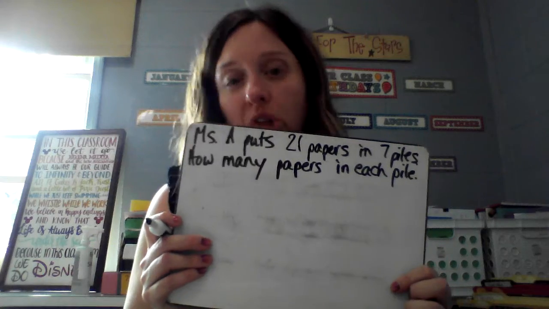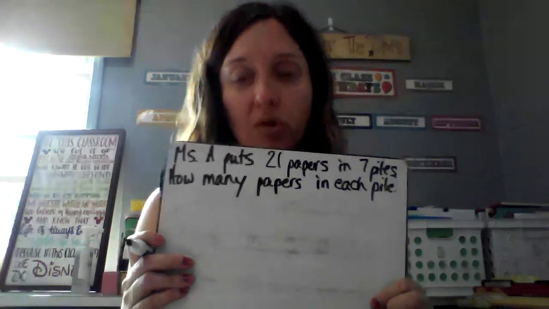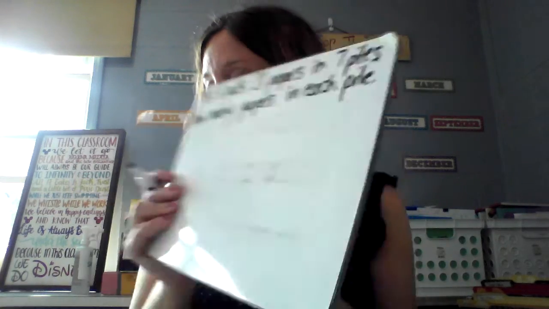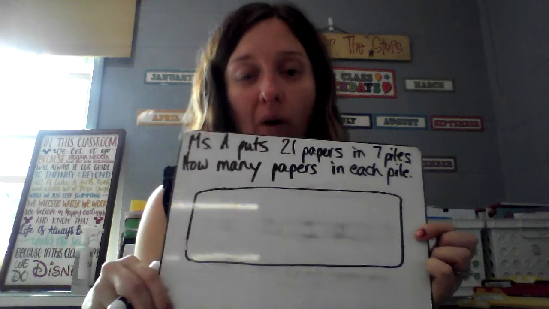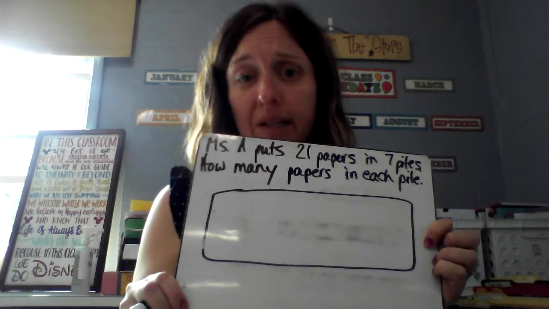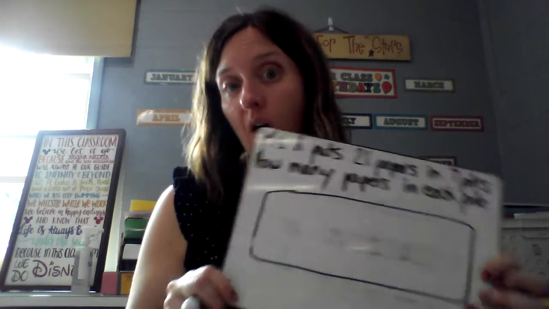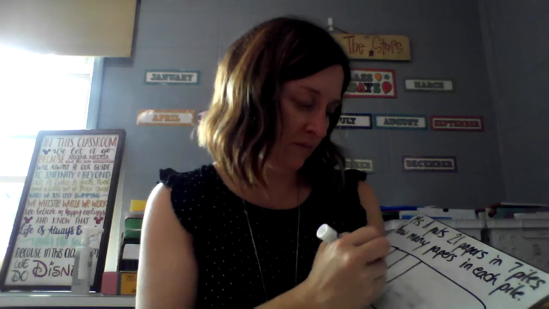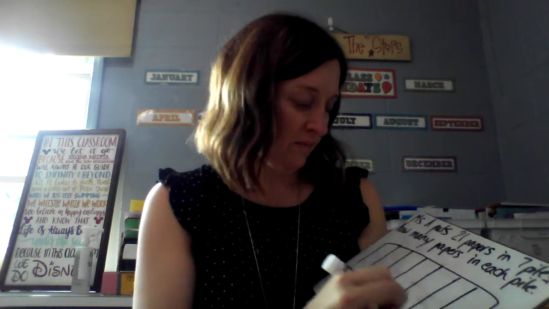So we don't know the number in each group. We do know the number of groups. So let's take a look at this here. I've got a total of 21 papers, and I'm going to put them in 7 piles. I'm going to draw my whole. Okay, there's my whole. And now I'm going to use my whole, and I'm going to divide it into 7 columns or 7 groups. 1, 2, 3, 4, 5, 6, 7.